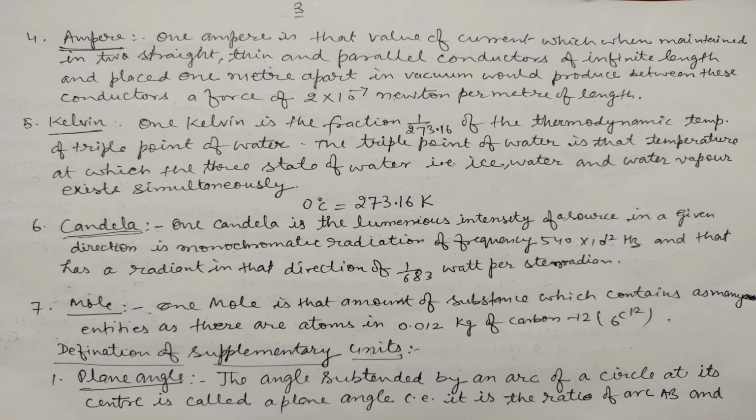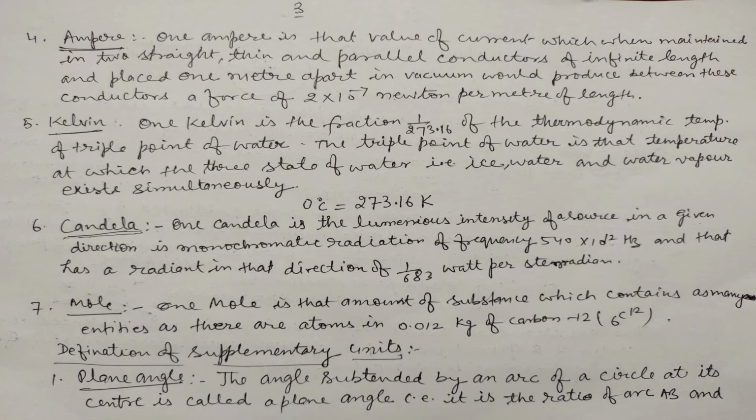So 1 candela is the luminous intensity of a source in a given direction of monochromatic radiation of a frequency 540 into 10 to the power 12 hertz, and that has a radiant intensity in that direction of 1/683 watt per steradian. And the mole. So what is the mole? The 1 mole is that amount of substance which contains as many entities as there are atoms in 0.012 kilogram of carbon.